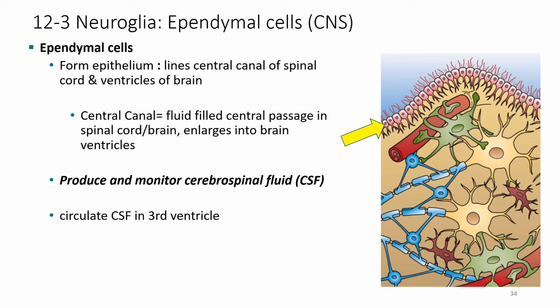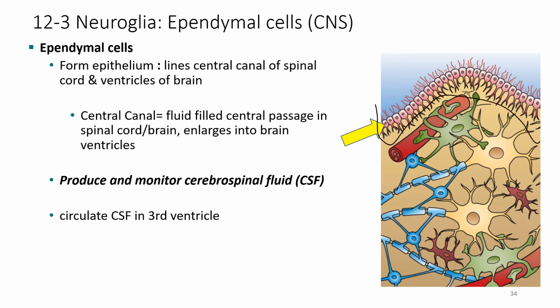So these ependymal cells form basically the lining of this canal and chambers, and they're going to help produce and monitor our cerebrospinal fluid, the fluid that's circulating through those chambers. And some of these ependymal cells actually have cilia. Remember, cilia are those little processes that can move in unison to move fluid. And so in the third ventricle of the brain, these cilia help circulate our cerebrospinal fluid.